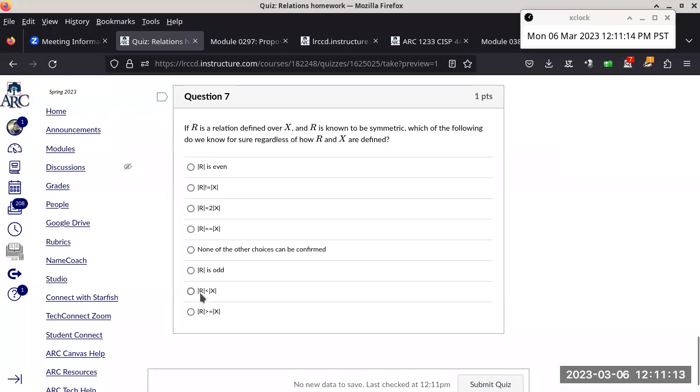There we go. So with this one, none of the other choices can be confirmed. You have to find examples and ask, can I construct one where the cardinality of R is even? Yep, that's pretty easy because 0 is an even number. R can be empty. Can I make it not the same? Yes, and so on and so forth. For every single one of these, I can find a way to do it. So as a result, the answer is none of the other choices can be confirmed.